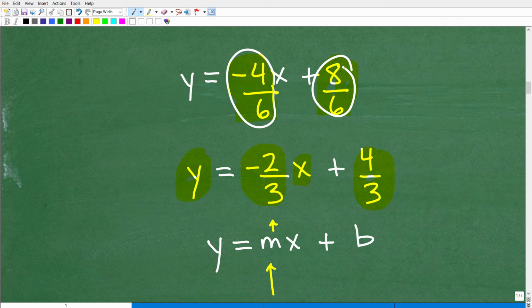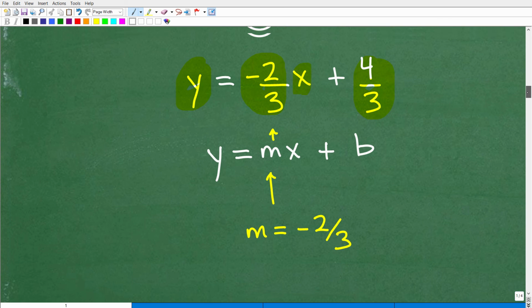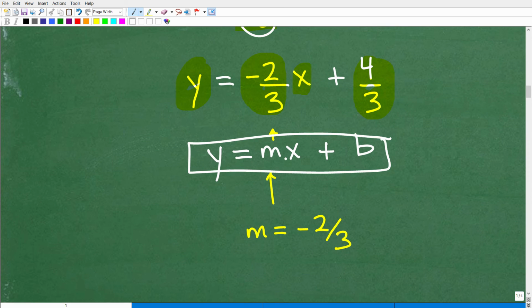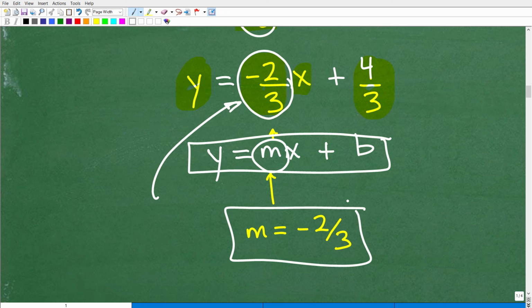Remember, when you're dealing with fractions, always reduce all your fractions. So there you go. We have our line now in slope-intercept form, i.e. y equals mx plus b form. The m, this value in front of the x, is the slope. So the slope of this line here is m equals negative 2/3.